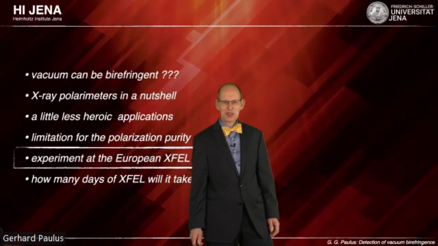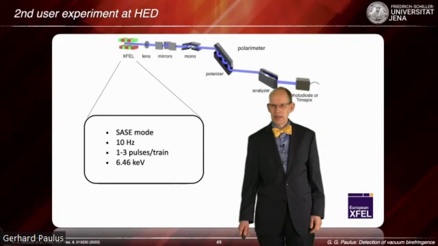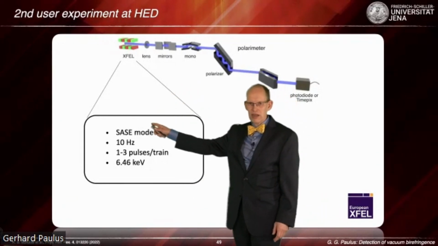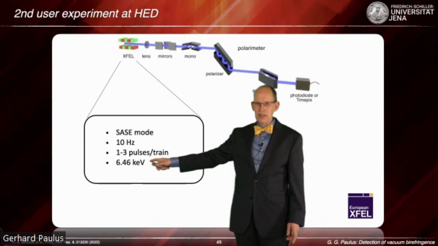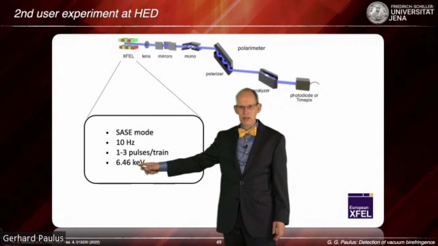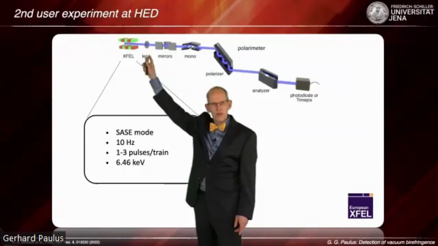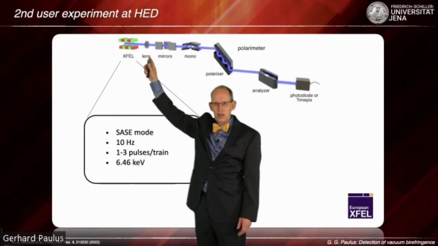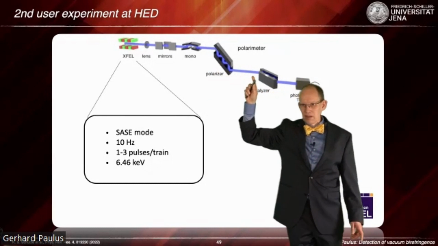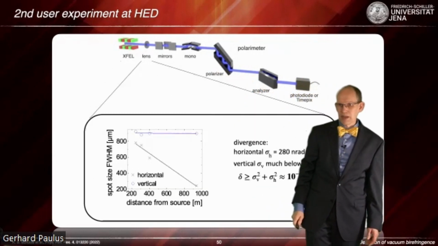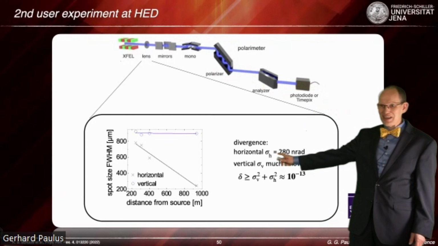Okay, now a first experiment at the European XFEL. It was already 2 or 3 years ago, and the XFEL at that time was still running in SASE mode, so no self-seeding yet. And we used it for the 400 reflection, which is at 3.5 kiloelectron volts. There's a lens here, which is important for adjusting the divergence. Then a few mirrors, then it's monochromatized, and this is our setup here, polarizer and analyzer, and of course the detector behind.